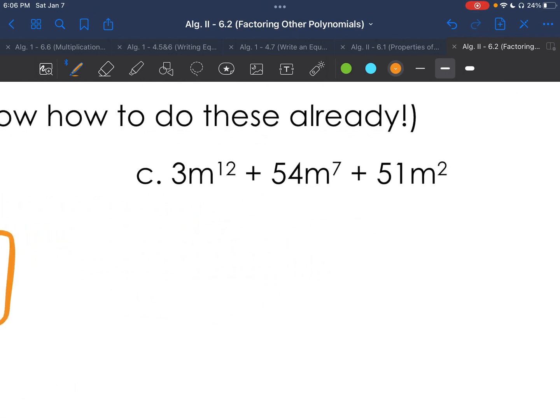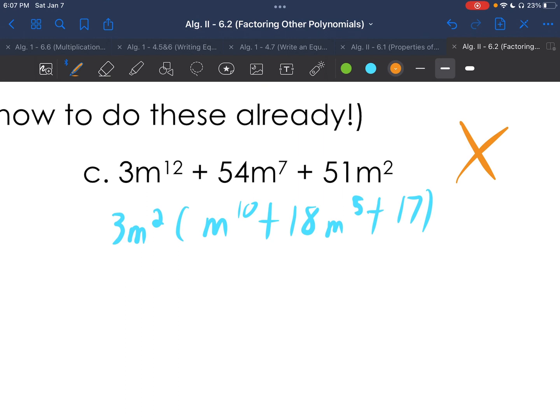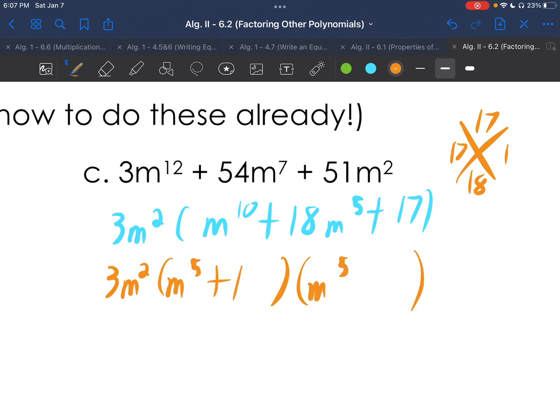Letter C, we take out a GCF. This time, the GCF is 3m squared, and we're left with m to the 10th plus 18m to the 5th plus 17. This one we also want to make the X on. This time, 17 times 1 is 17, and 18 on the bottom. Positive 17 and positive 1 will do the trick. This has an a of 1, so we can do our shortcut, 3m squared. The variable is going to be m to the 5th, and the two sides are plus 17 and plus 1.